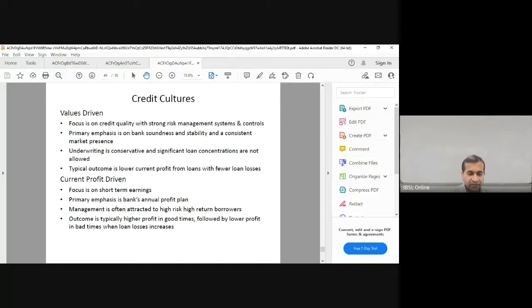Current profit driven basically focuses on the prevailing current profit share. Short term earnings are very much given priority, so the management is often attracted to high yield. They encourage the credit officers to go after high risk borrowers, and as long as the economy and the macroeconomic fundamentals are good, they can enjoy the beauty of it. But in a period like the pandemic, they might have to incur a loss.